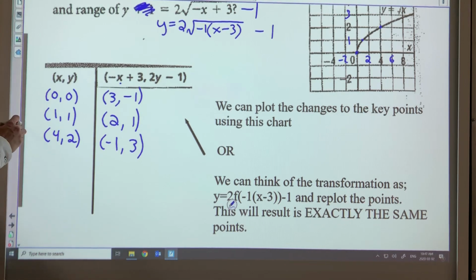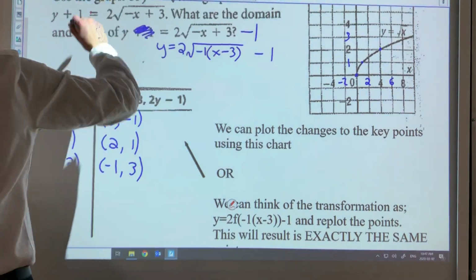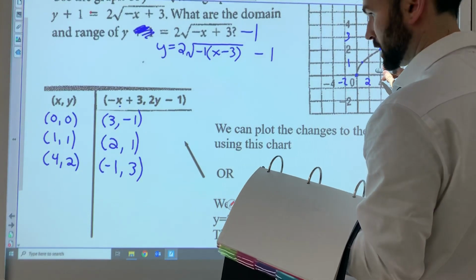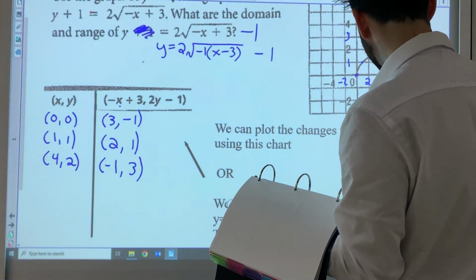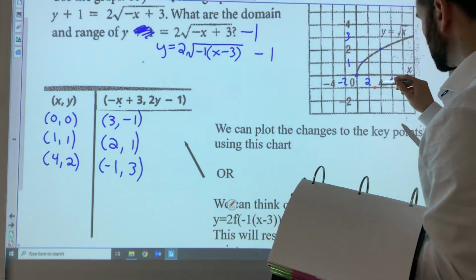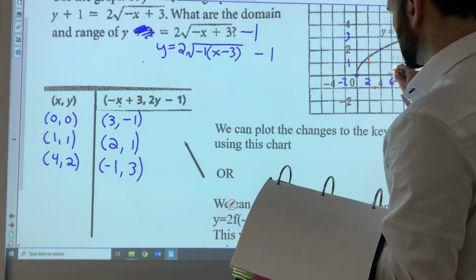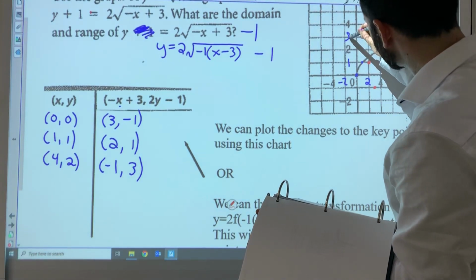Let's see if that's enough for us. I'll use red. So 3 for x, which is here, and is it -1 for y? Yes. So 3 for x, -1 for y, which is right there. And then 2 for x, 1 for y, which is right there. And then -1 for x here, and 3.